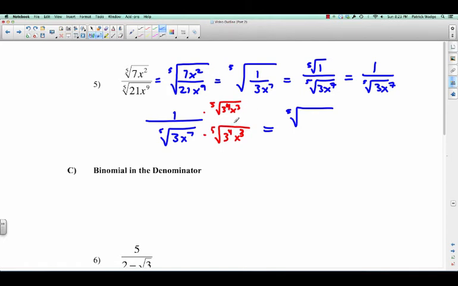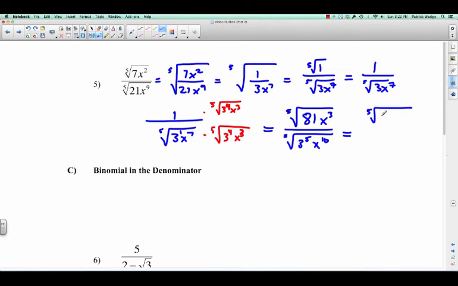What is that? 3 times 3 is 9. 9 times 3 is 27. 27 times 3 is 81 x cubed. And on the bottom what we have is the fifth root of 3 to the 1 times 3 to the 4th is 3 to the 5th, and the x to the 7th times x to the 3rd is x to the 10th. So the top's done, the numerator's done.